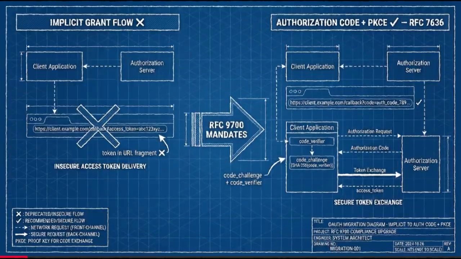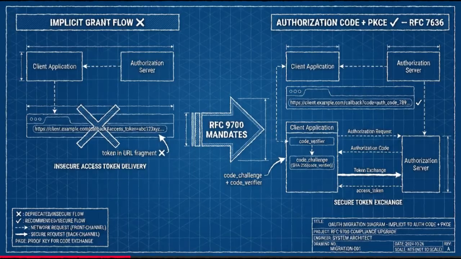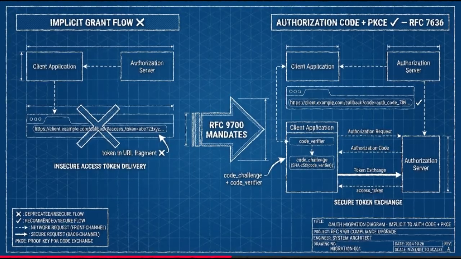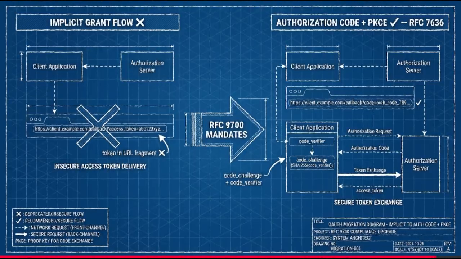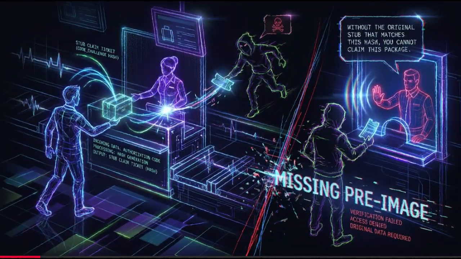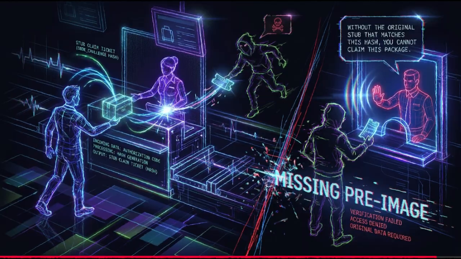To neutralize interception in transit, the framework mandates proof key for code exchange, or PKCE, defined in RFC 7636. Okay, break down PKCE for us. Think of PKCE as a cryptographic code check. The client drops off a code and generates a unique hashed claim ticket. Even if an attacker steals the ticket on the way back, they cannot retrieve the code because they do not possess the original cryptographic stub that matches the hash. That's a great way to visualize it. Technically, how does that handshake execute?